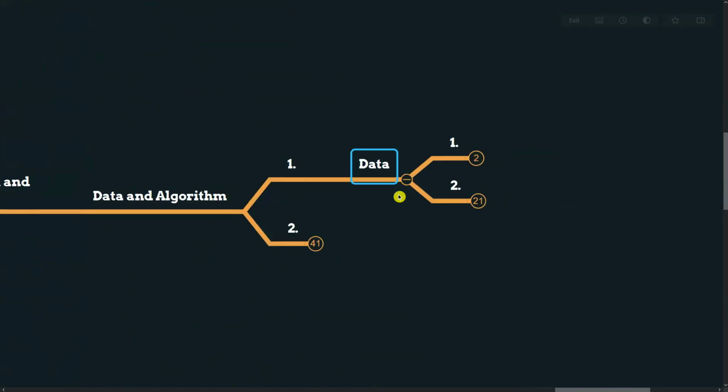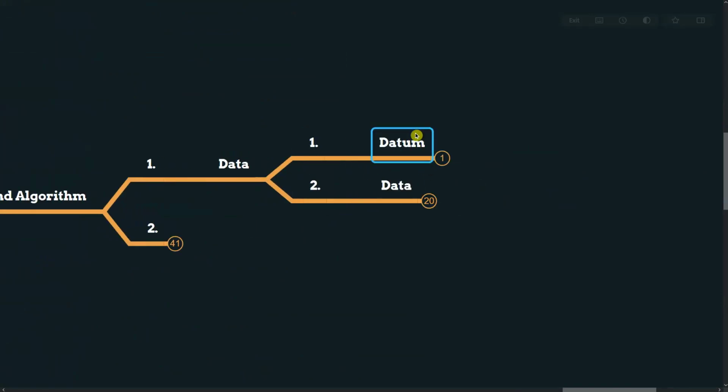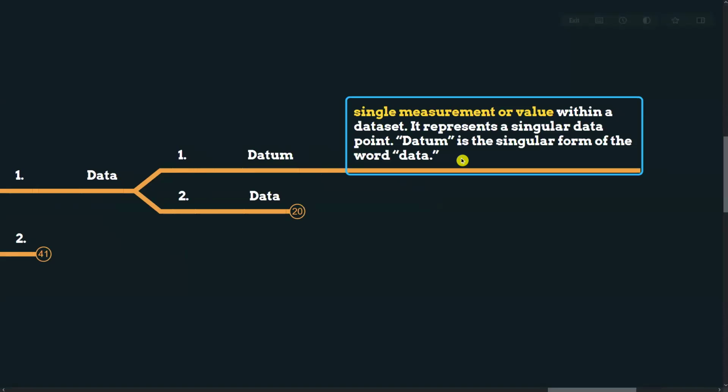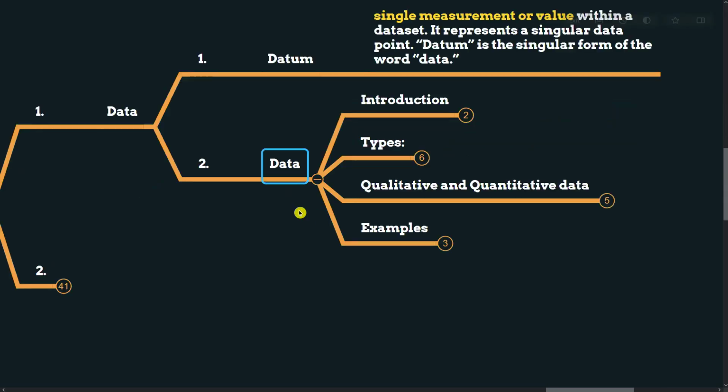So what does it mean by data? There are two points within that, datum and data. Datum is a single measurement or value within a data set. It represents a singular data point. Datum is the singular form of the word data. Simply put, imagine you are tracking your daily steps using a fitness app. You have a mobile application, and every day you are walking and tracking how many steps you have walked with the app. If you take 10,000 steps in a day, the number 10,000 is a datum, a single piece of data. That's what we call datum, simply one data.